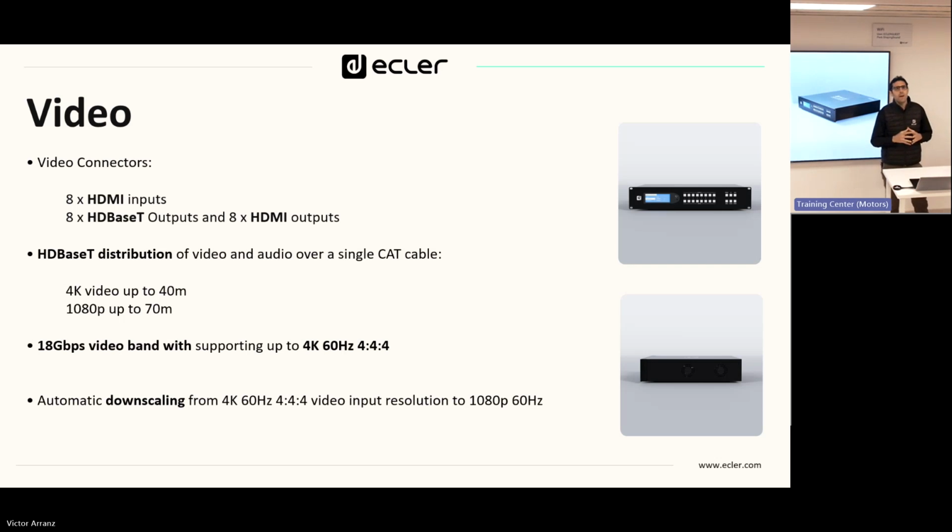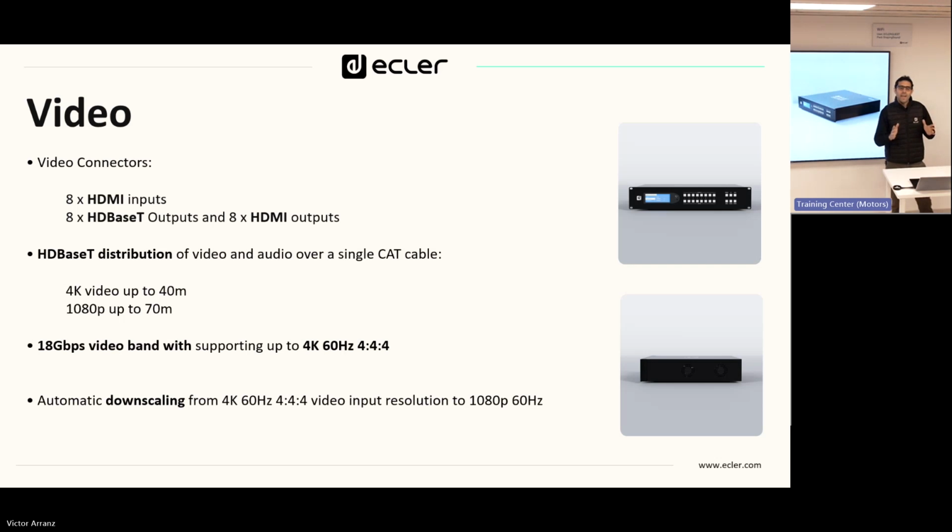In the same way, video bandwidth is 18 gigabits per second, so you will be able to share content up to 4K 60 Hz. So, what extension capabilities does this matrix have? Well, 70 meters for 1080p video signals and 40 meters for 4K video signals. In terms of audio, more or less the same.